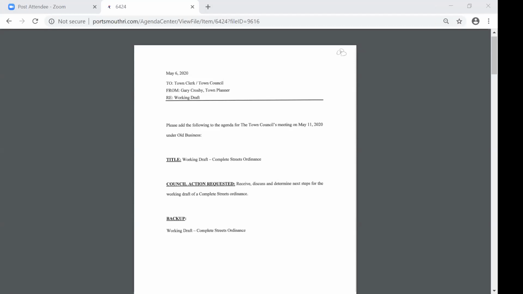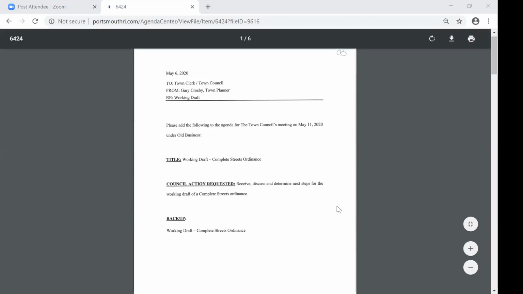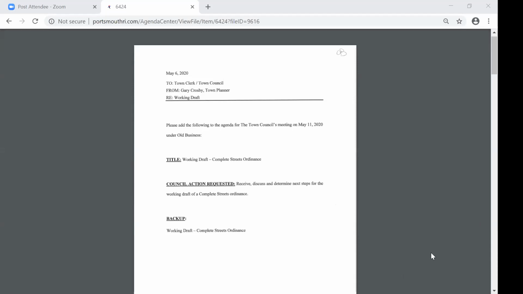Thank you. So what I have for you is a draft of a complete streets ordinance. The original resolution stated that the planning department is to work with local and regional resources to draft clean and complete streets ordinances. I have done so.